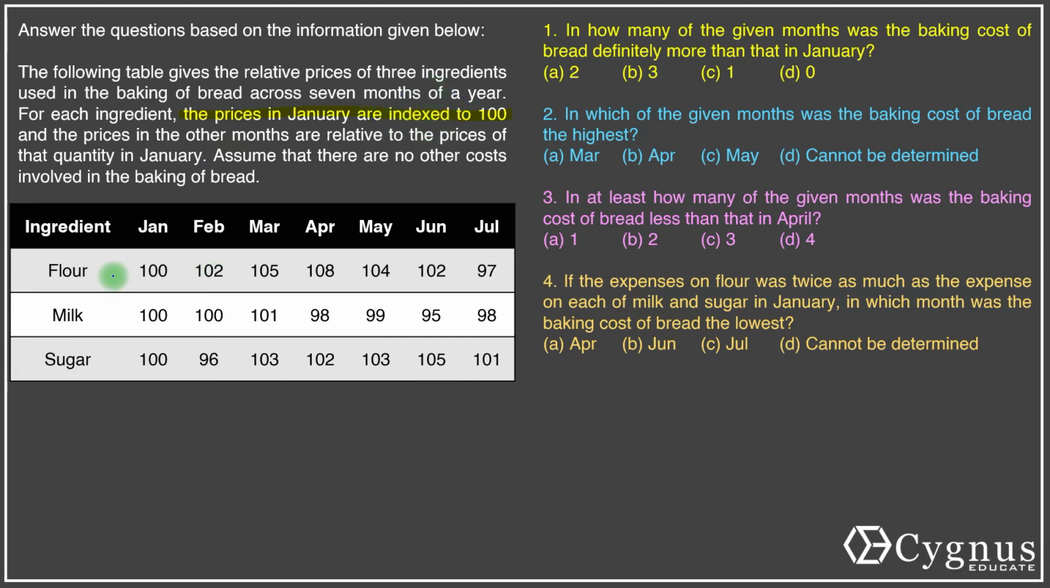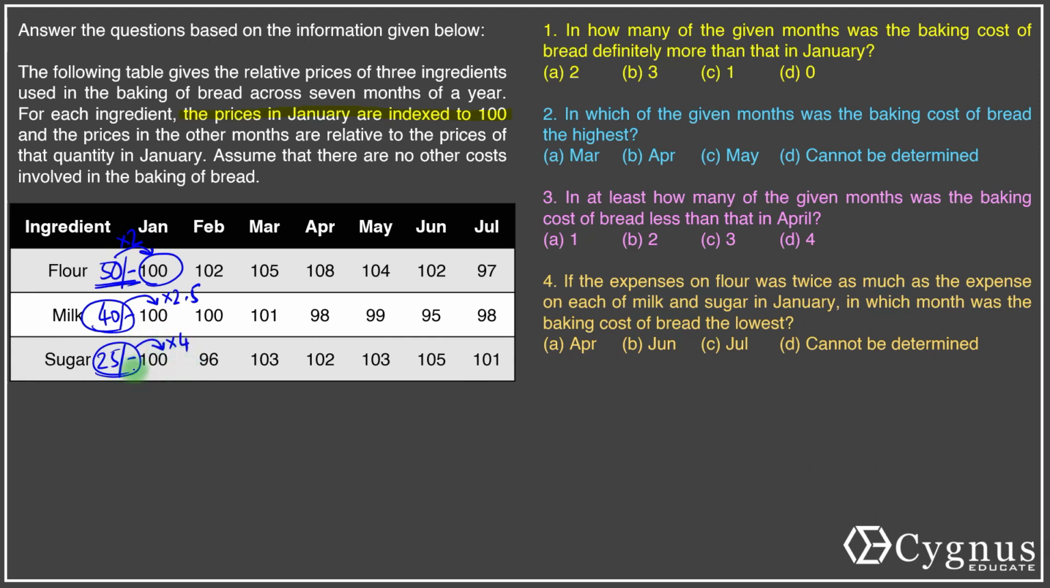Instead, it would probably mean that if the price of flour was 50 rupees, let's say, price of milk was 40 rupees, and the price of sugar was 25 rupees, then the price of flour instead of 50 was assumed to be 100. That means a factor of multiplication of 2 existed for flour. The price of milk instead of 40 was assumed to be 100. That means a multiplication factor of 2.5. The price of sugar was assumed to be 100 from 25. That means a multiplication factor of 4.